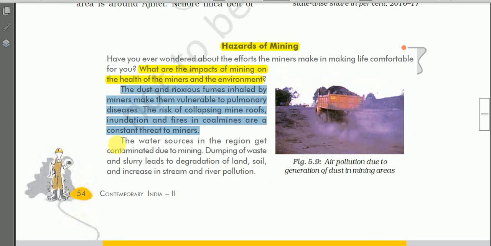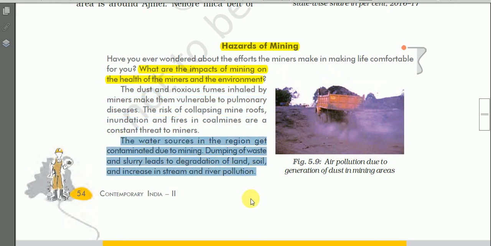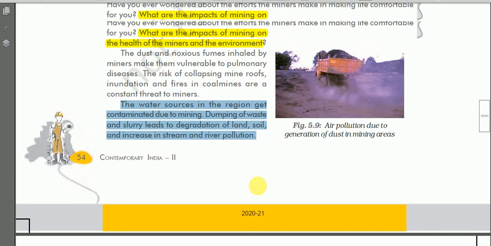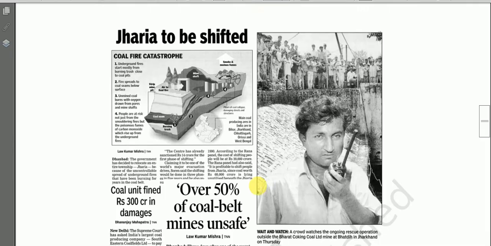Another important problem is here: the water sources in this region get contaminated due to mining. The underground water in this area is contaminated due to mining activities. Then dumping of waste and slurry leads to degradation of land and soil, and an increase in stream and river pollution. So these are the problems created by mining on the environment and on human health, and that is why mining is known as a killer industry, as mentioned here.